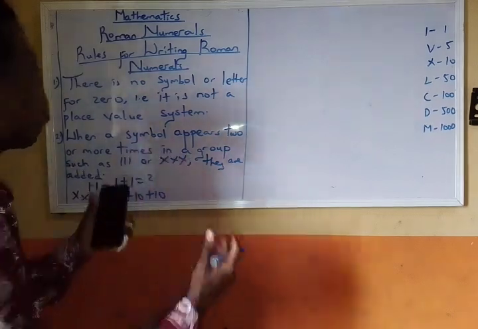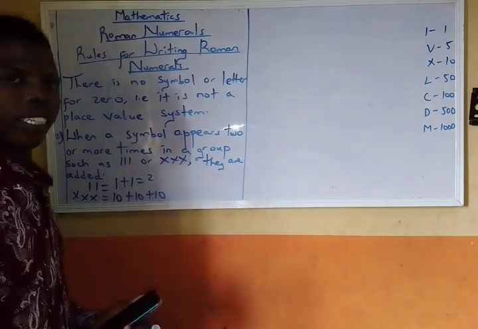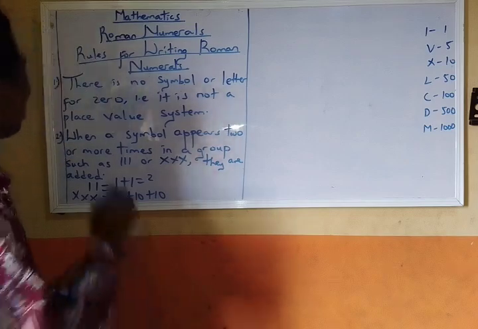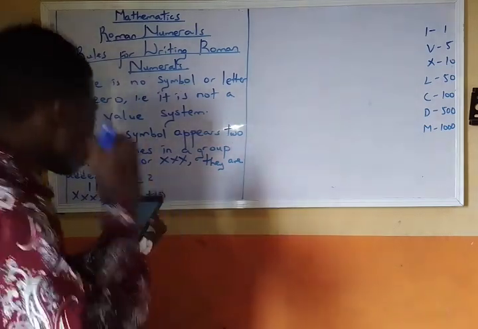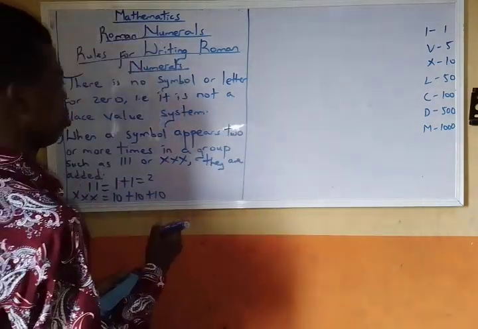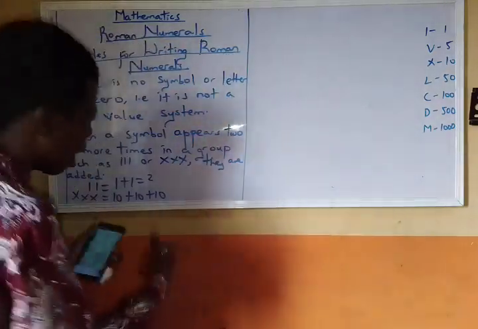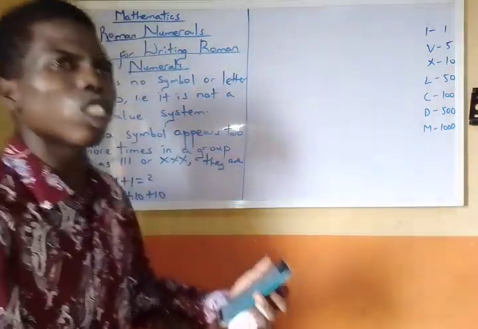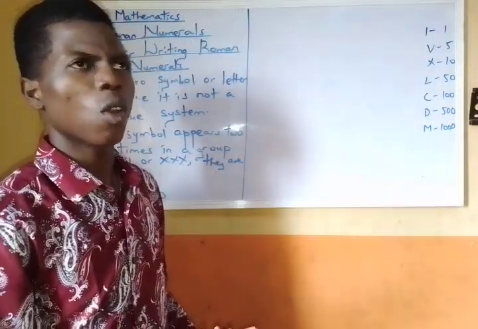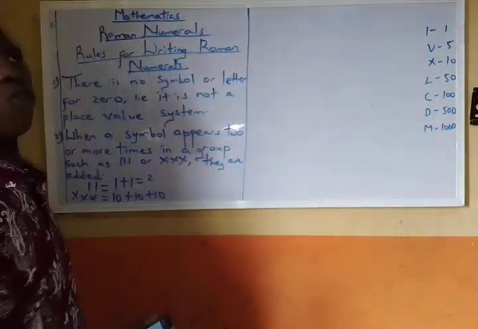So when a symbol appears 2 or more times in a group, then they are what? Added. Please don't forget that. So that takes us to this: repetition of symbols means the addition of their values. Beautiful. So when you repeat letters together in a group, it simply means that you have to add their values.